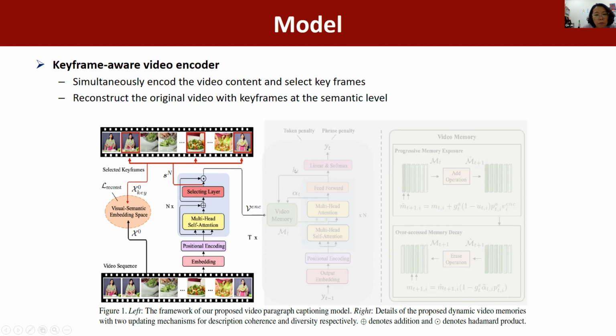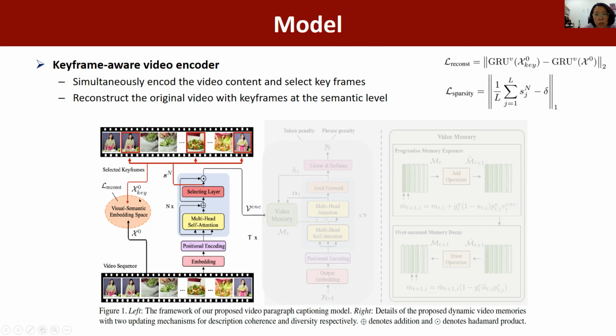But if we just use the caption generation loss as a guidance to optimize the keyframe selection, that's not sufficient. Therefore, we consider that the keyframes should also represent the semantic content of the whole video. If we use the keyframes, we should be able to reconstruct the visual semantics of the video, so the semantics from the whole video and from the keyframes should be close in the visual semantic embedding space.